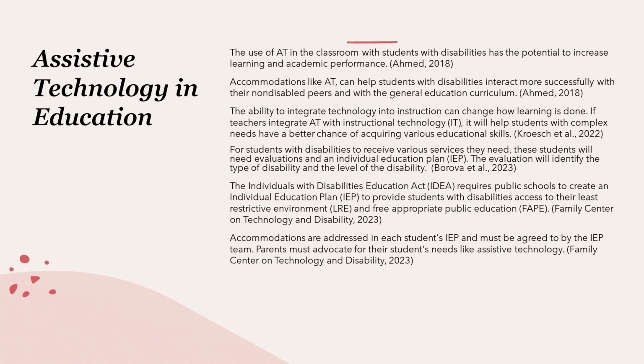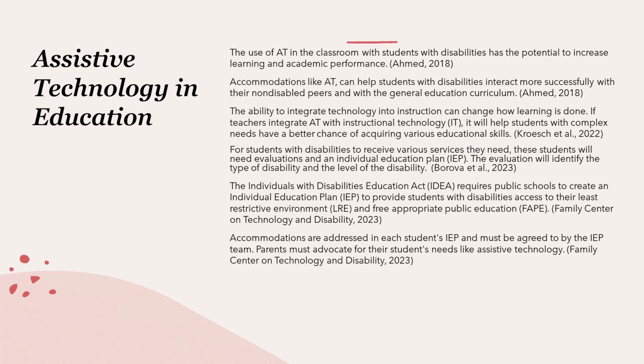If teachers integrate assistive technology with instructional technology, it will help students with complex needs have a better chance of acquiring various educational skills. So what I'm talking about is we've hit the point where most schools are one-to-one devices. So teachers have access to things like Canva and Wakelet and all these online programs. If they are able to take those programs and incorporate accessibility like text-to-speech or fonts or highlighting, things like that can be considered assistive technology for students with disabilities, and that really changes the ability these students have to interact with the curriculum.